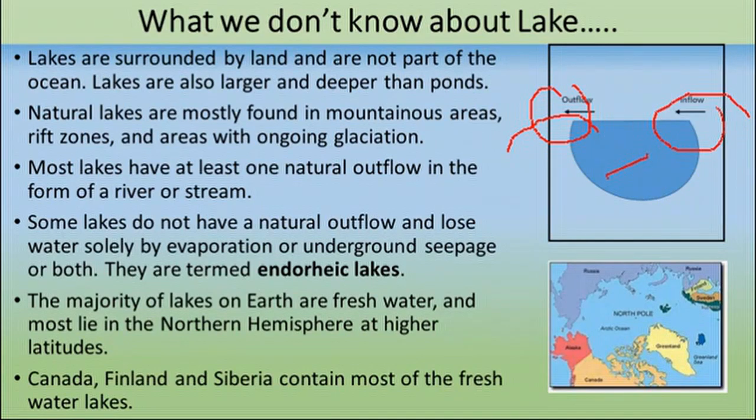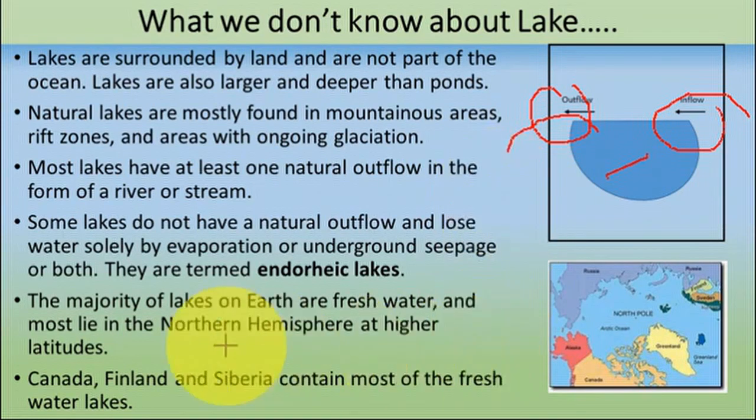Another feature is that some lakes do not have a natural outflow and lose water solely by evaporation or underground seepage or both. These are termed endorheic lakes. So these lakes, which do not have any natural outflow and whose water is lost due to evaporation or underground seepage, are termed endorheic lakes.